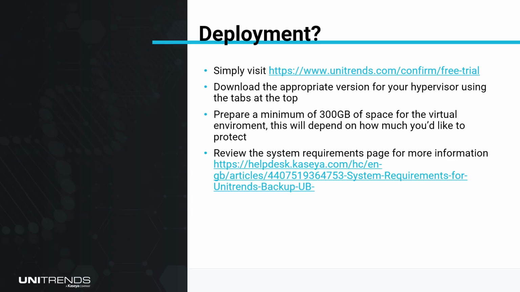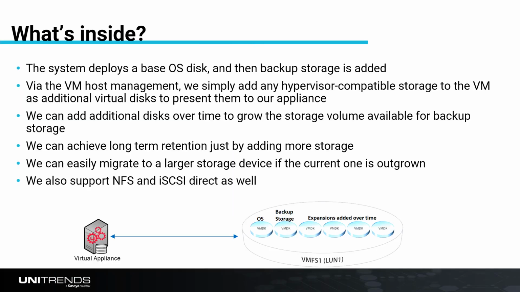From a deployment perspective, again, this is really easy to do. You'll just go to our website and download the appropriate version for the hypervisor that you're using. You'll need around 300 gigabytes of space to do this test. You'll deploy out a base OS disk of 100 gigs and then add 200 gigs of backup storage. The full system requirements list are available here at this link as well, so if you need more information, please visit that.